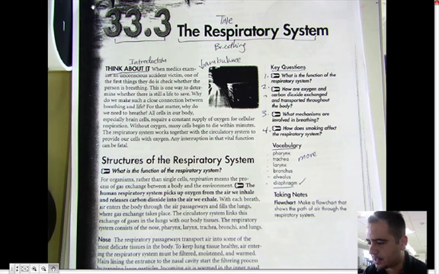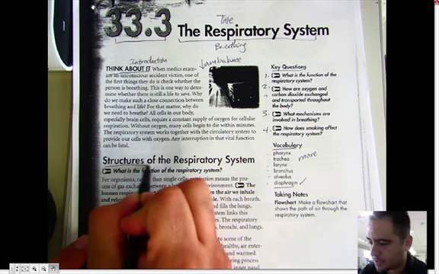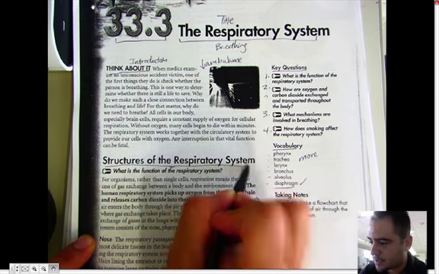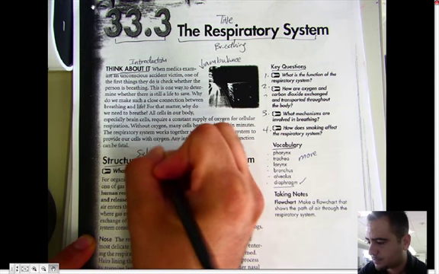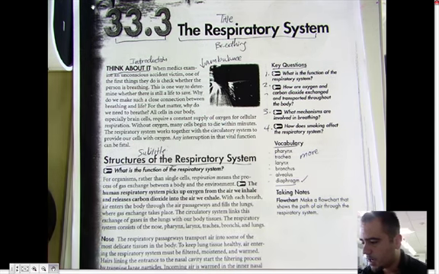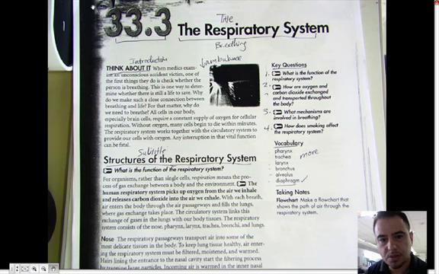There's other things here, like I know I'm going to learn about the structures of the respiratory system. This is what we call a subtitle. What the subtitle tells us is one of the sections of this respiratory system unit that we're going to learn. We're going to learn about the structures and probably what they do.